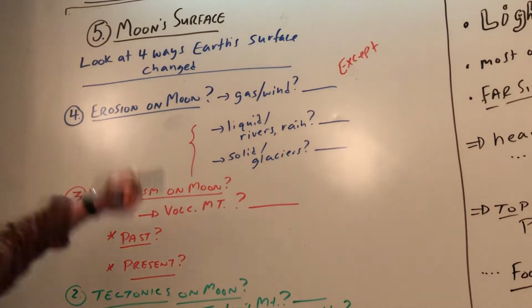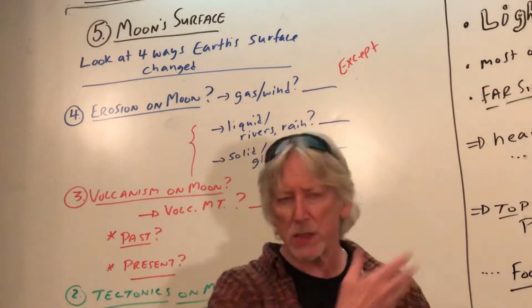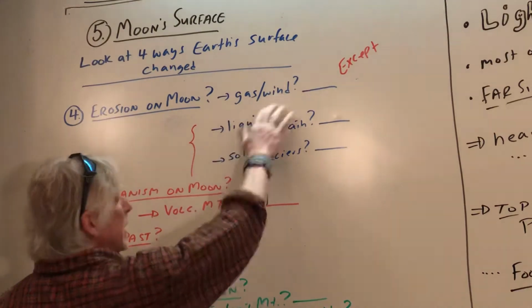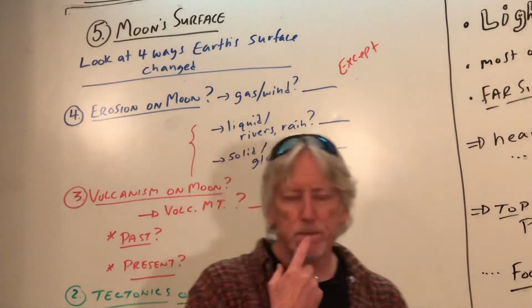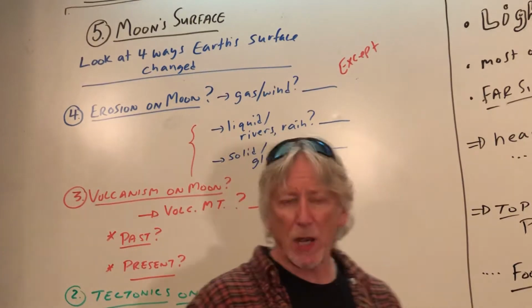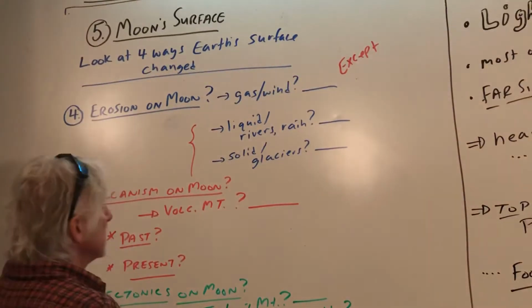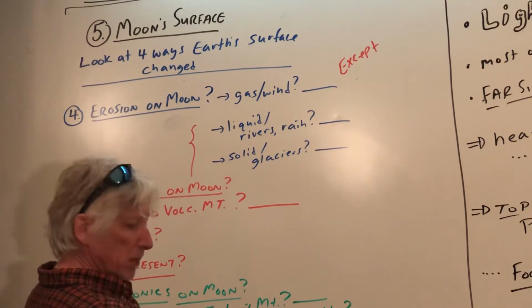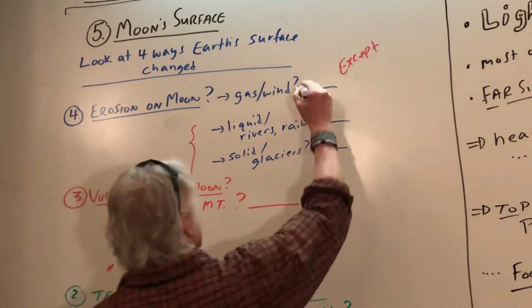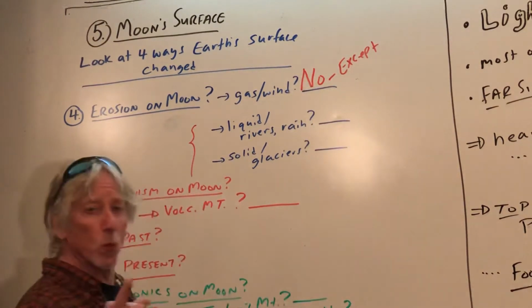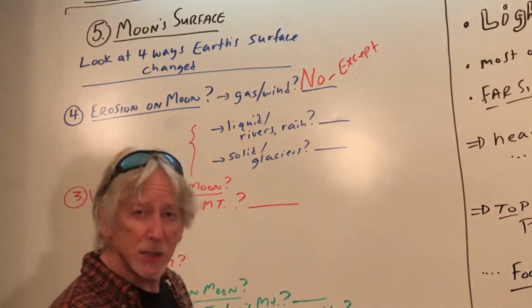All right, any erosion on Moon? We saw the surface. Would we expect any erosion? Is there any gas or wind? Any atmosphere? No atmosphere, right? So the answer here is a big no, except what kicks up the dust?